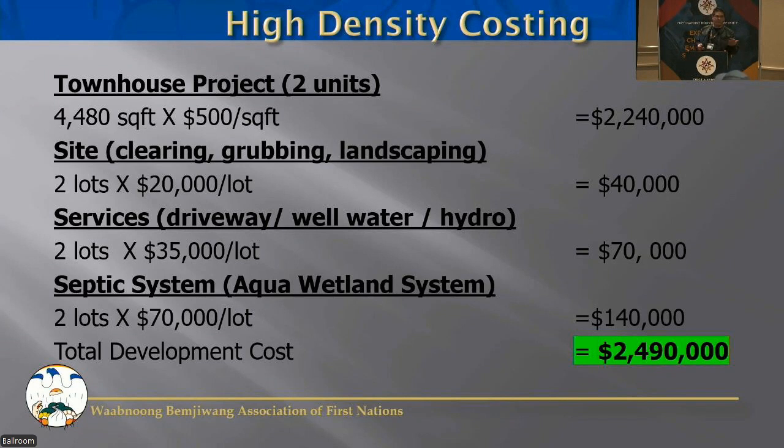The site clearing, you still have to clear lots, right? Even though they may have been developed, you still have to go in and grub it out. So I put that at $20,000 per lot times 2, $40,000. Our services, driveway, well, water, and hydro, $35,000 per lot, comes out to $70,000. And our septic system, the aqua system that we've been using, runs about $70,000 for those 2 units, because the one we just did in Dokis cost about $110,000. So putting on inflation, we said about $140,000 for those units. That gives us a total cost of this project of $2.49 million, about $2.5 million.